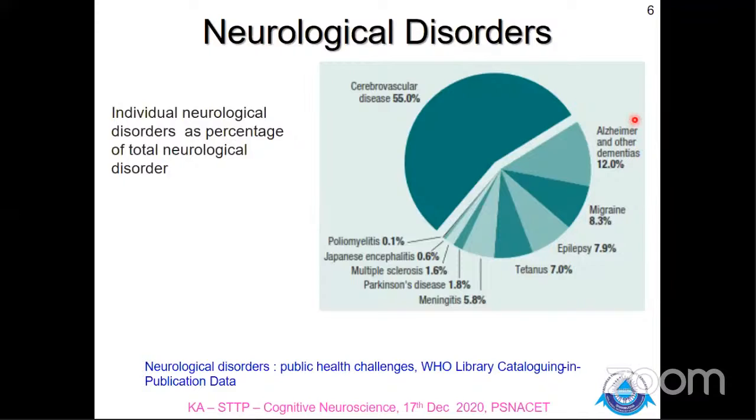Alzheimer's disease is nothing but memory loss. Nowadays, among old age people, it is one of the crucial problems. Above the age of 60, they lose memory; memory recall and all those things are reduced. So Alzheimer's disease plays a role for 12%. If we move on to epilepsy seizure, that accounts for 7.9%. So within the neurological disorder system, cerebrovascular disease is dominant.